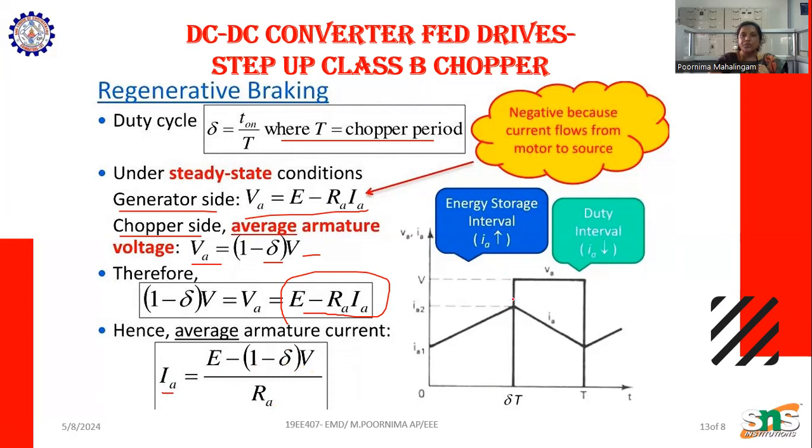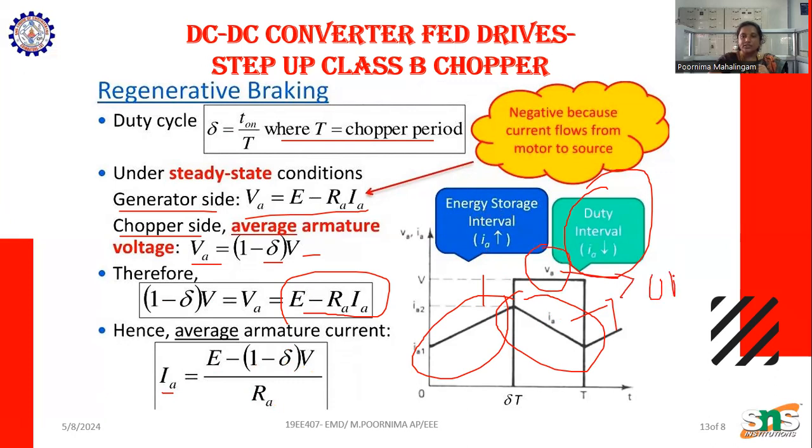Here we can solve for the armature current. Energy is stored when the armature current increases. During the off interval, the armature current de-energizes. The switch is in the on condition. This is the step up chopper, where the output voltage is stepped up compared to the input voltage.